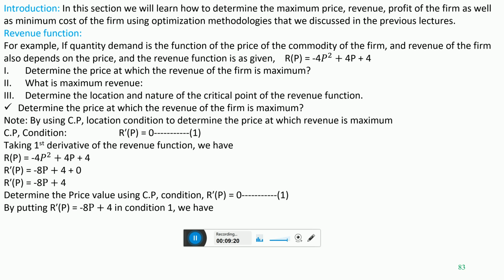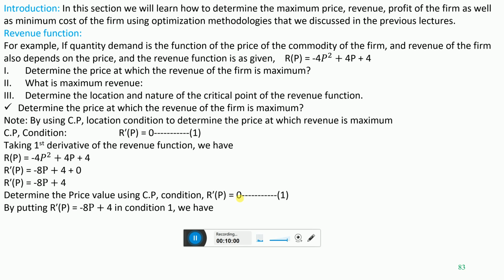Now to determine the price value using critical point condition, because to define the critical point values, we are using the condition that the first derivative of the function must be equal to 0 at a particular value of p. So R prime of p is equal to 0. This is the condition of the location of critical point.